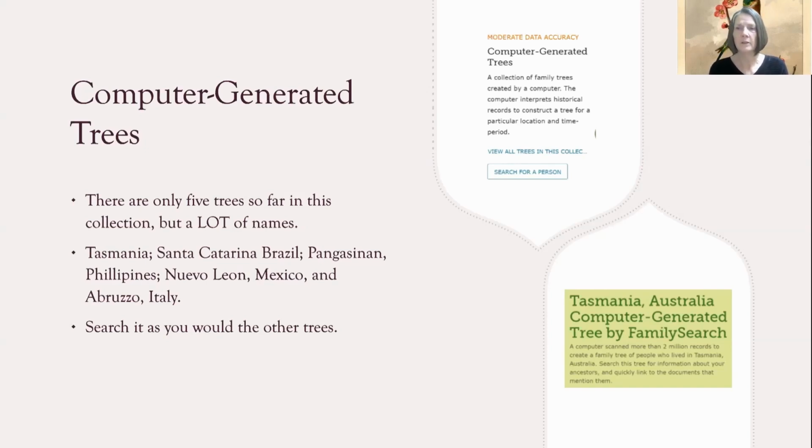Anyway, they pull that information out and then they construct a tree from the information that they've pulled out of these records. Again, they're just moderate, not 100% accurate. And there are only 5 trees so far in this collection, but there are a lot of names from those 5 trees. So if you have anybody in your tree that's from these 5 places, Tasmania, Santa Catarina, Pangasinan, Philippines, Nuevo Leon, Mexico, and Abruzzo, Italy, you can search it as you would another tree and hopefully find somebody that's in there that's from your family. And again, you see the informational blurb there, and that tells you it's got 2 million records in the Tasmanian records. This is an ongoing thing also.